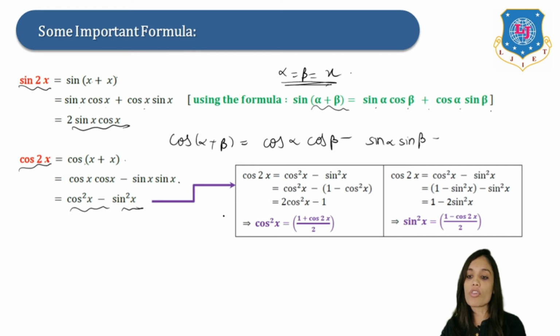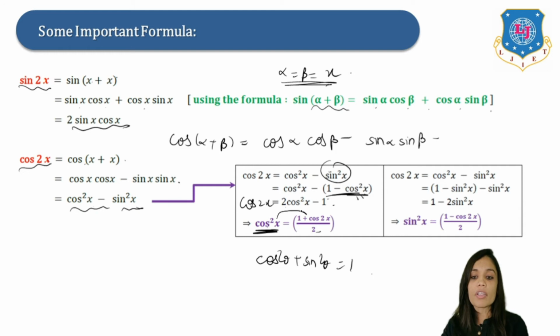Now from this you can also find the formula of cos square x. What we will do is put sin square as 1 minus cos square. How? Because we know that cos square theta plus sin square theta equals 1. So I replace my sin square by 1 minus cos square, right? Now if you open the bracket, you will get cos 2x as 2 cos square x minus 1. Or you can find the formula of cos square x as 1 plus cos 2x upon 2. So you have to remember that here theta gets doubled. Okay, cos square x will be 1 plus cos 2x upon 2.